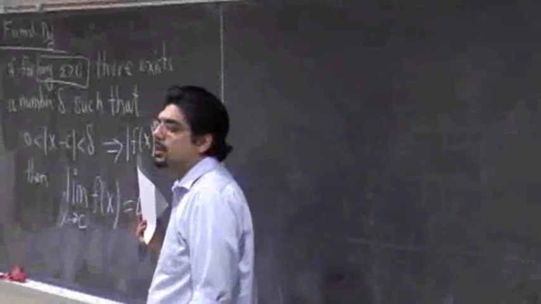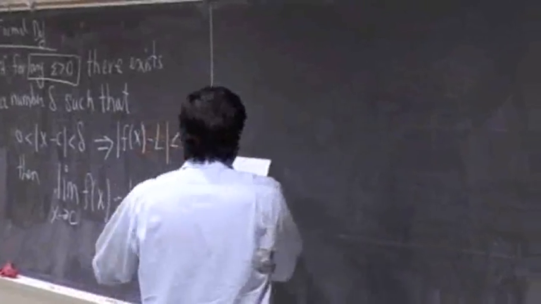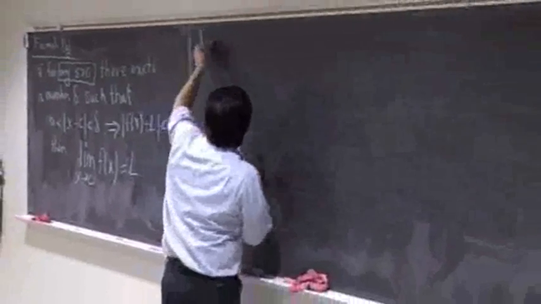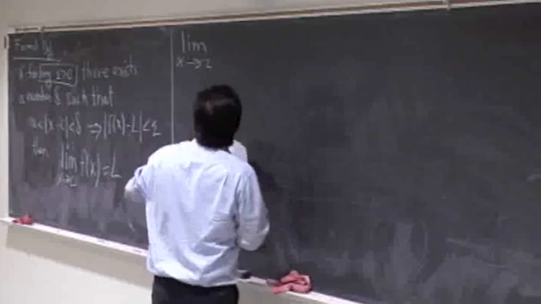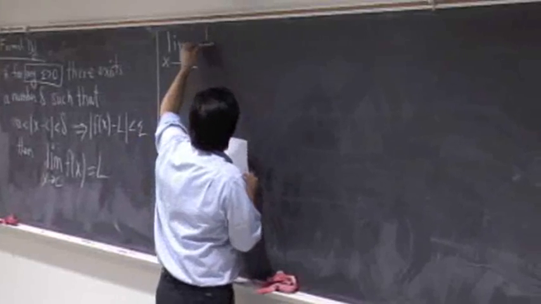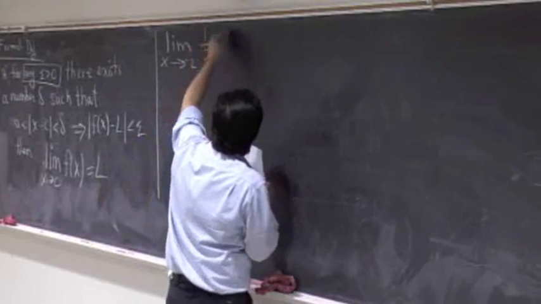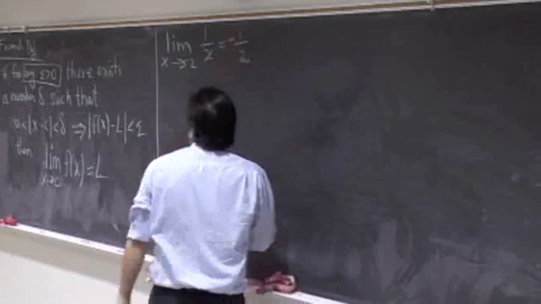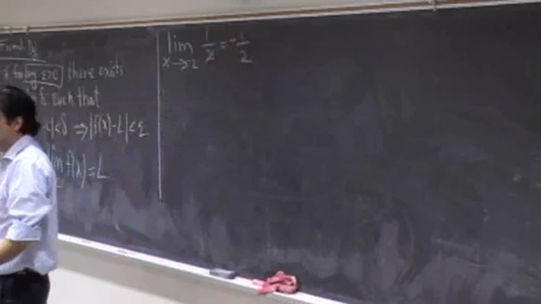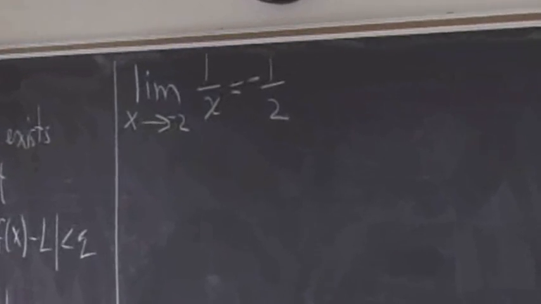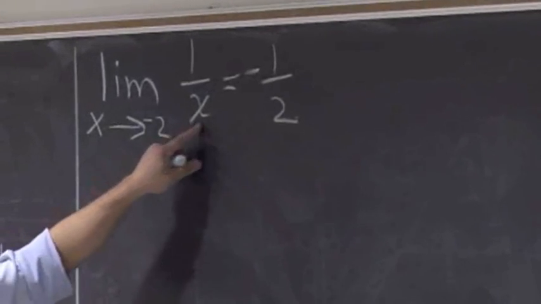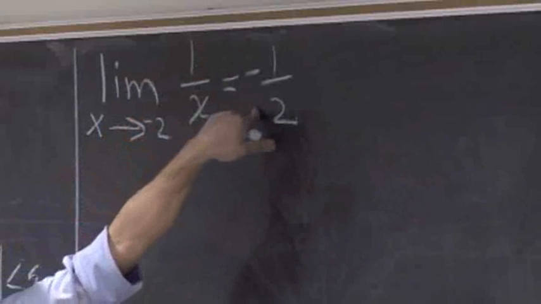Down directly what the meaning of a limit is using this definition. So if I say the limit as x approaches -2 of 1 over x is -1/2, does this make sense? That if x gets close to -2, then this quantity gets close to -1/2, right?